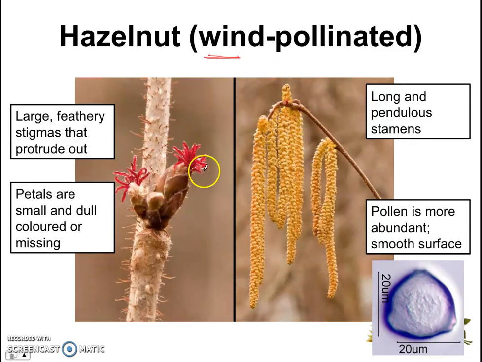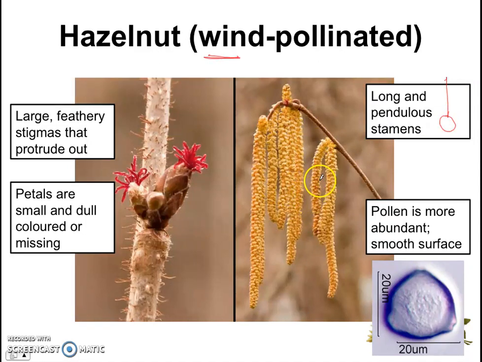So here are the male flowers of the hazelnut tree. Okay, it turns out that the hazelnut tree has unisexual flowers. So here are the male flowers, and here are the female flowers. So take a look at the male flowers first. You notice that the stamens are long and pendulous. Pendulous like pendulum, right? So hanging out. Yeah, long and hanging out.